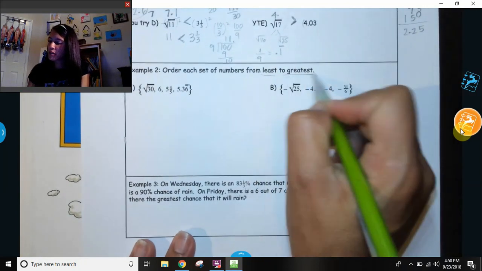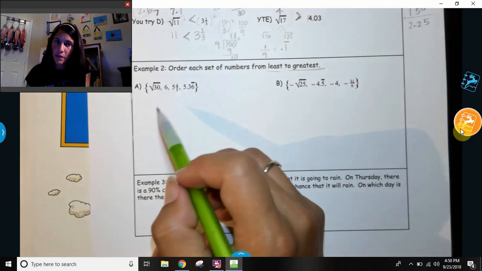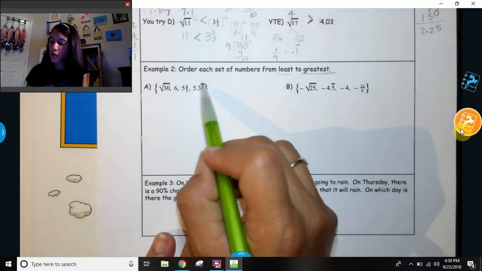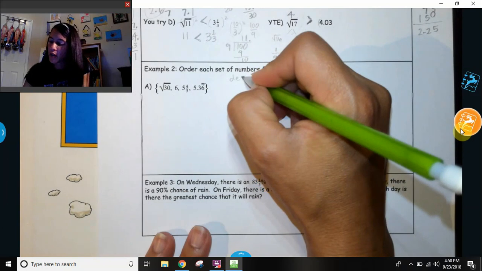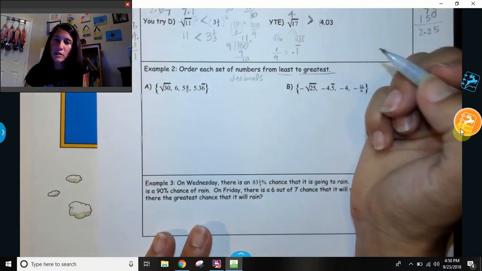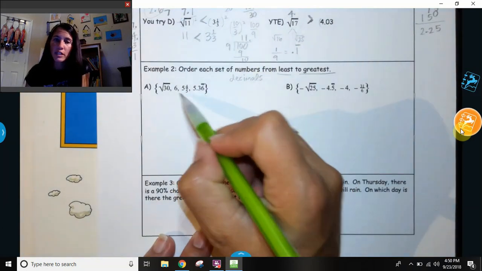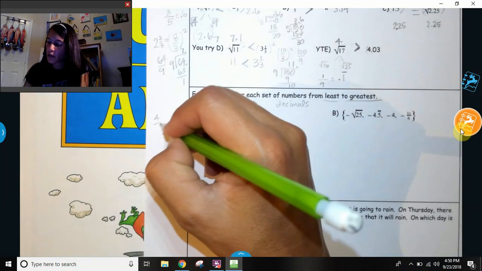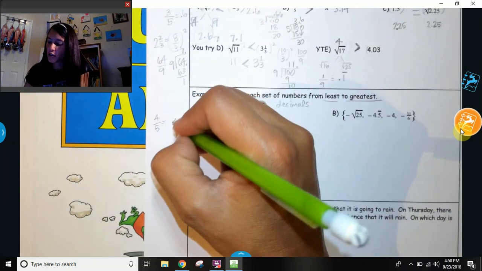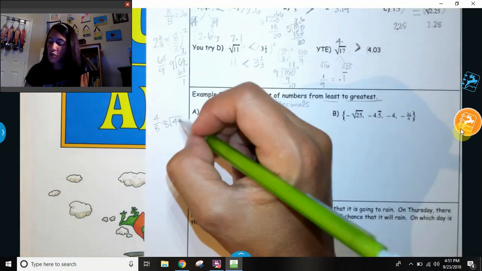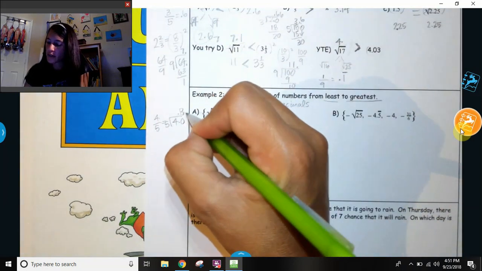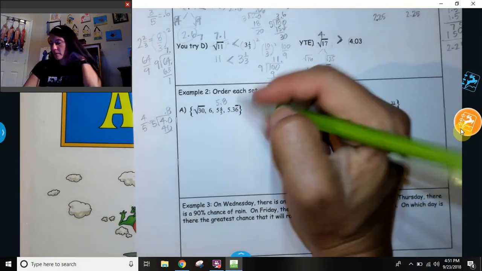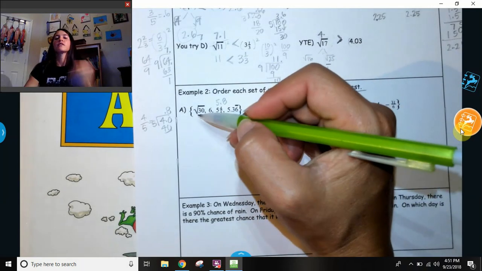From least to greatest. So in A, I have the square root of 30, 6, 5 4/5, and 5.36 repeating. So again, my recommendation is to turn them all to decimals. I have 2 already done, and then 5 4/5. If you don't know what 4/5 is, you come over here and you divide 5 into 4, and that is going to be 8. So this is 5.8, 5.36 repeating, 6, and then the square root of 30.